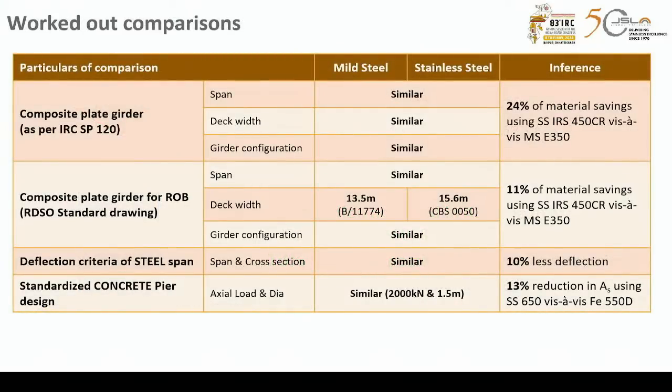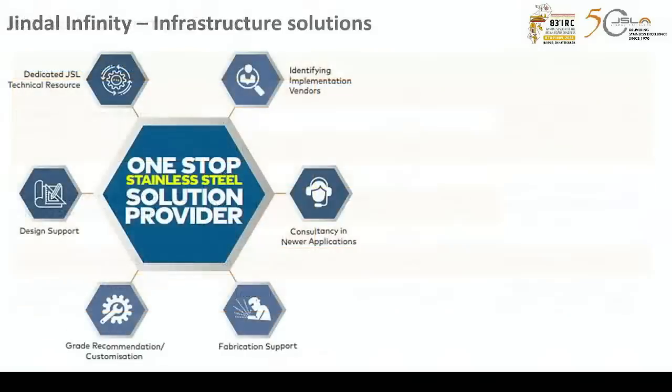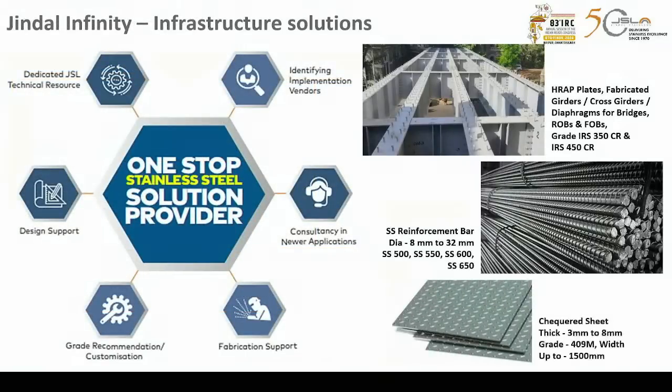When we compare mild steel and stainless steel, for the first example, the composite girder as per IRC SP 120, we see that there is 24% material savings. Even for a relatively conservative design, which is what RDSO usually does, we can yield savings of 11%. Remember, both drawings are approved by RDSO. Then for the deflection of steel, there is 10% less deflection because of the modulus of elasticity value. And when we compare stainless steel rebars, there is a 13% reduction in area of steel when we use 650 grade or 600 grade stainless steel. These are the offerings from us.